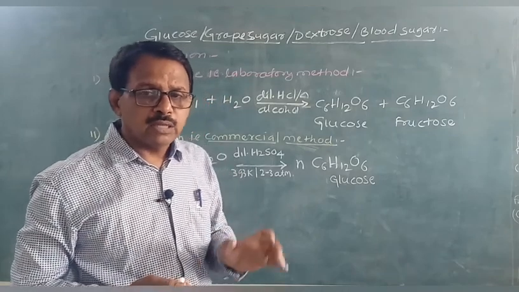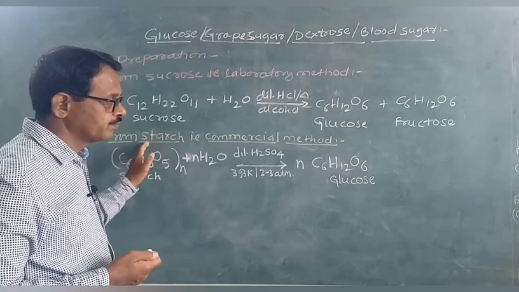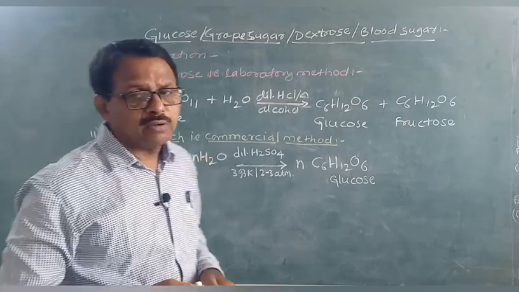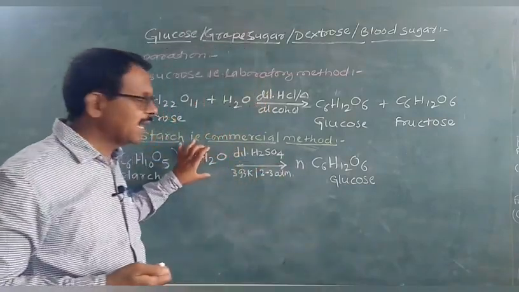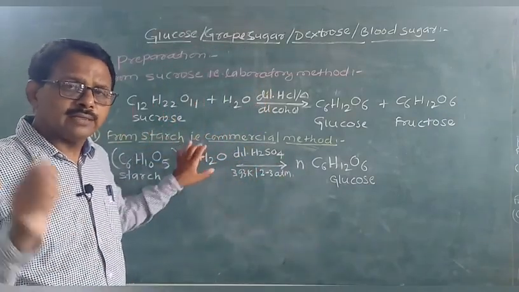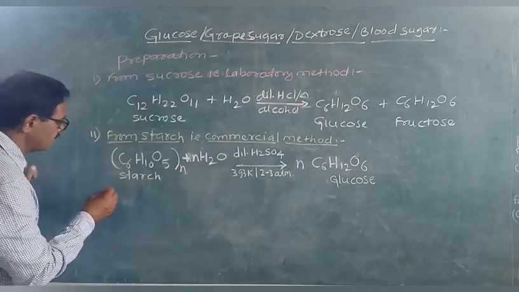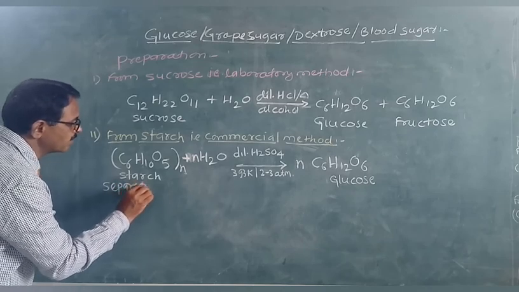Again, such a question may be asked: how do you prepare glucose from starch? Or give a commercial method for the preparation of glucose. Then this reaction carries 1 mark, and the separation is again important. For that separation, there is 1 mark here.